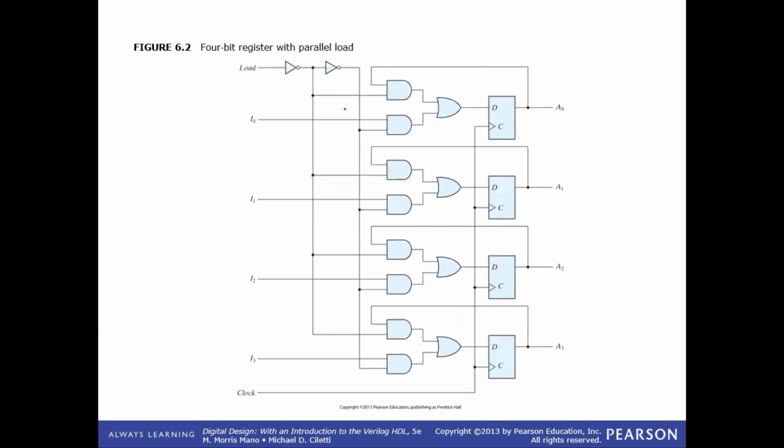In the same circuit, we added a load circuit. Why was this added? If we turn the load equal to 0, we can have A0, A1, A2, and A3 retained in their original states, so that the circuit retains memory.